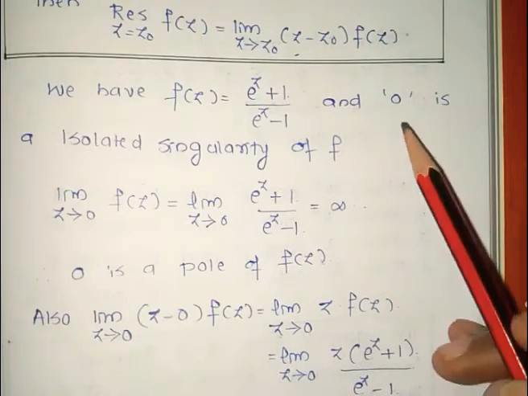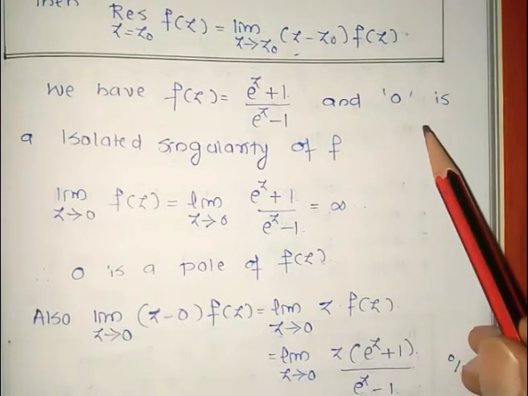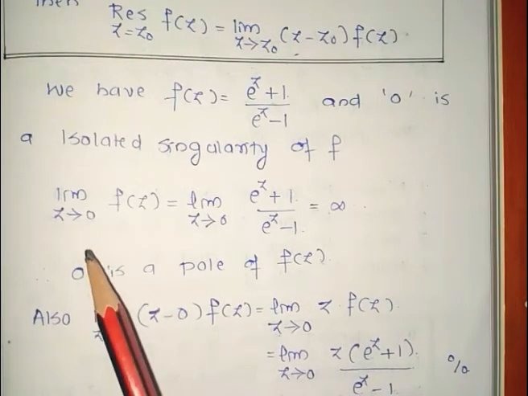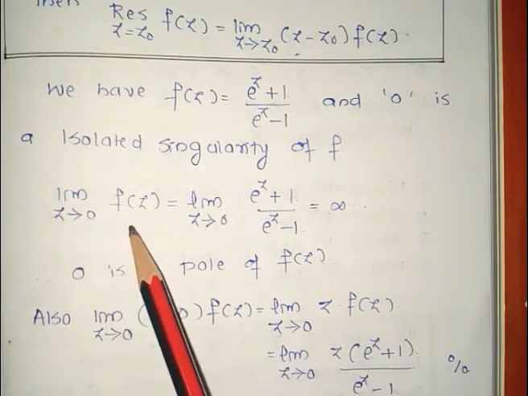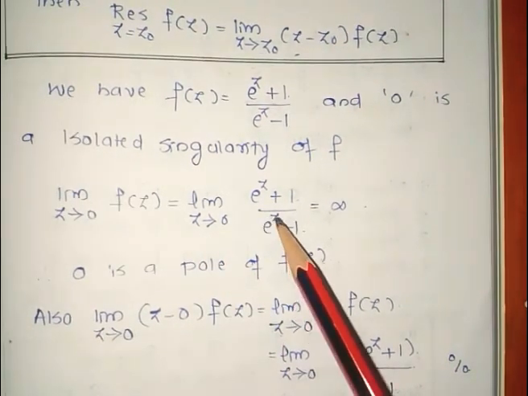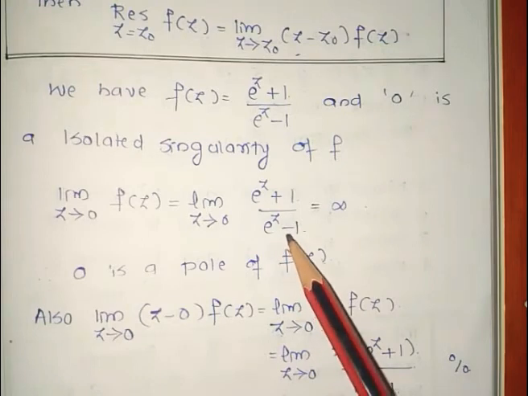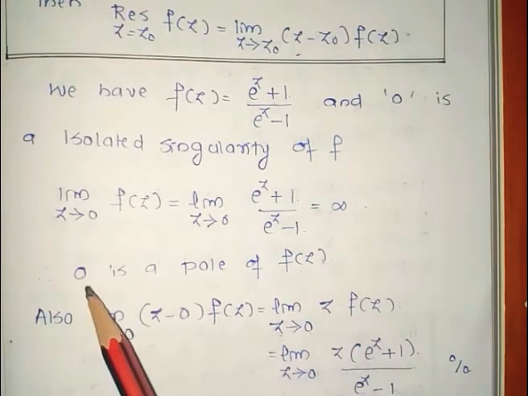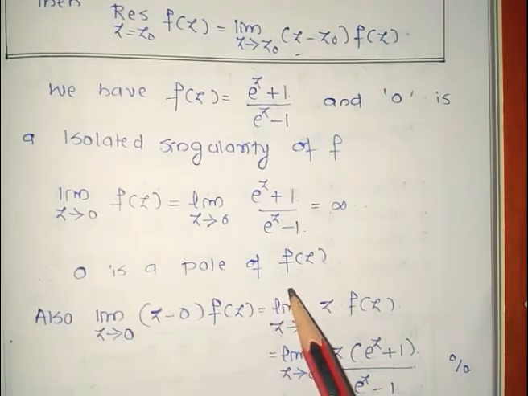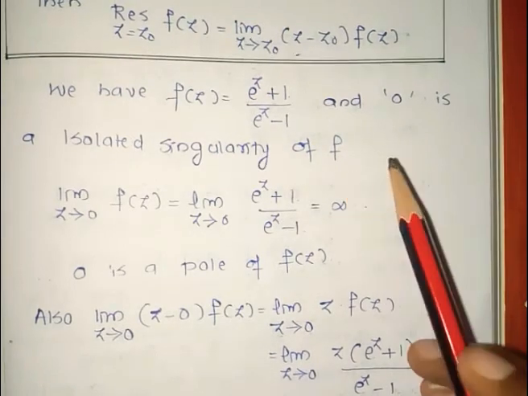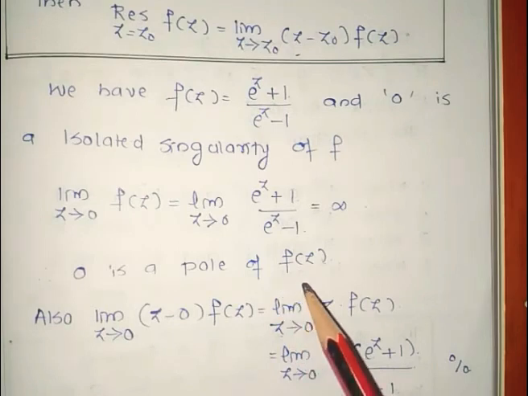Now we want to check whether this 0 is a removable singularity, a pole, or an essential singularity. For that we compute the limit as z tends to 0 of f of z, which is the limit as z tends to 0 of e power z plus 1 divided by e power z minus 1, which is equal to infinity. Therefore we can say that 0 is a pole of f of z. So we have 0 is an isolated singularity of f, and 0 is a pole of f of z.